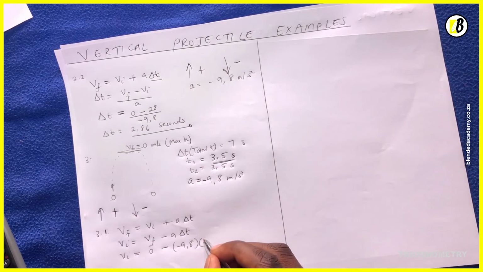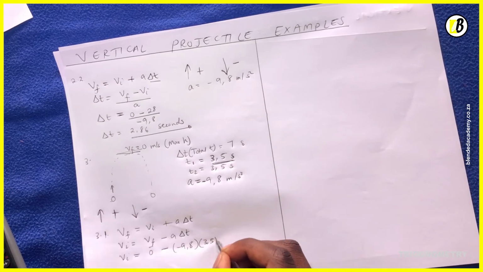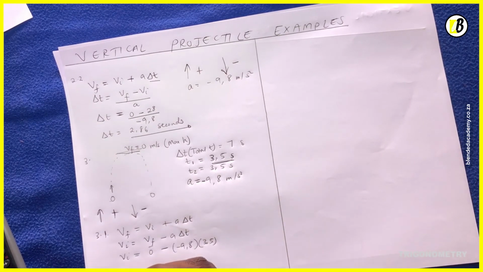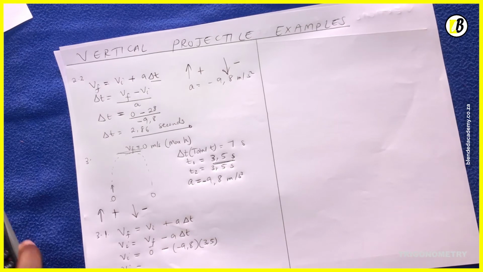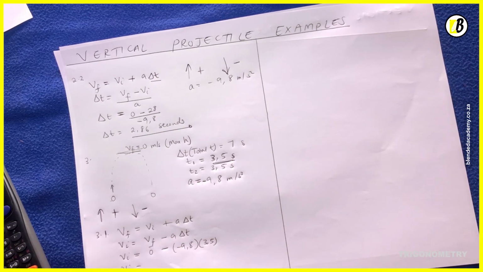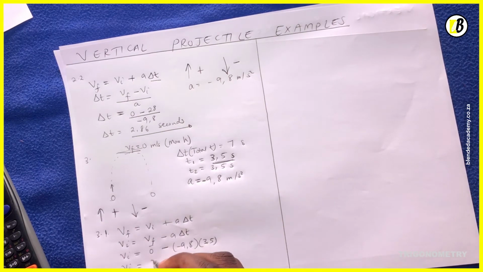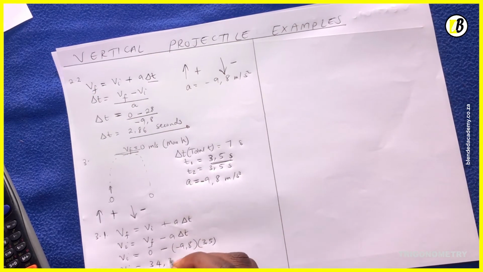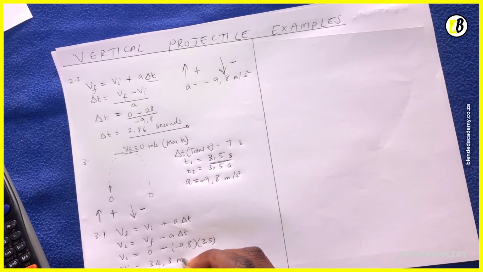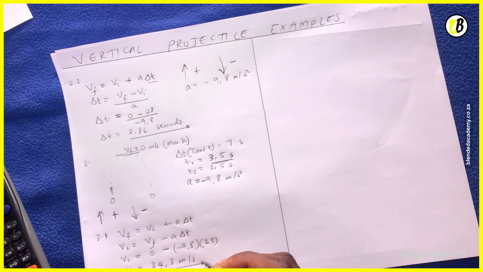And now it's going to be 3.5. That's the time it's going to take to reach the maximum height. And then we're just going to put it there. So now we're going to get something like minus into minus 9.8 multiplied by 3.5. And that will be our initial velocity. So that's 34.3 meters per second. So this is our initial velocity.